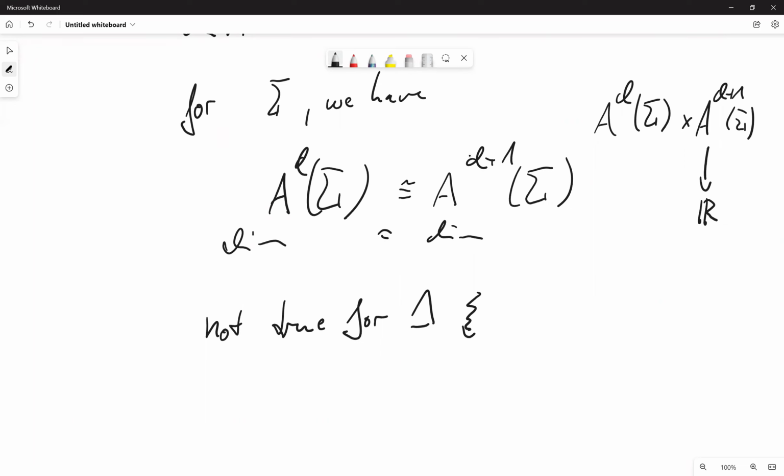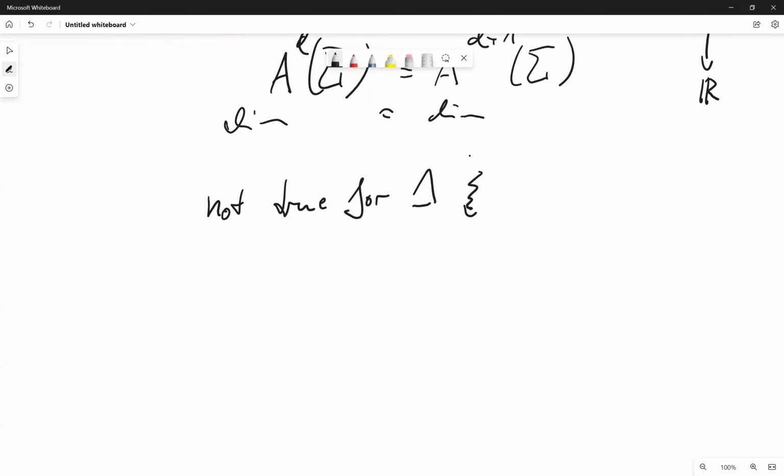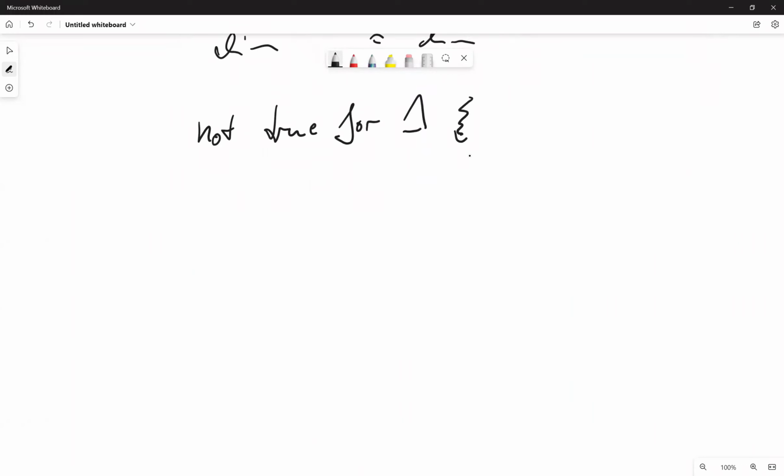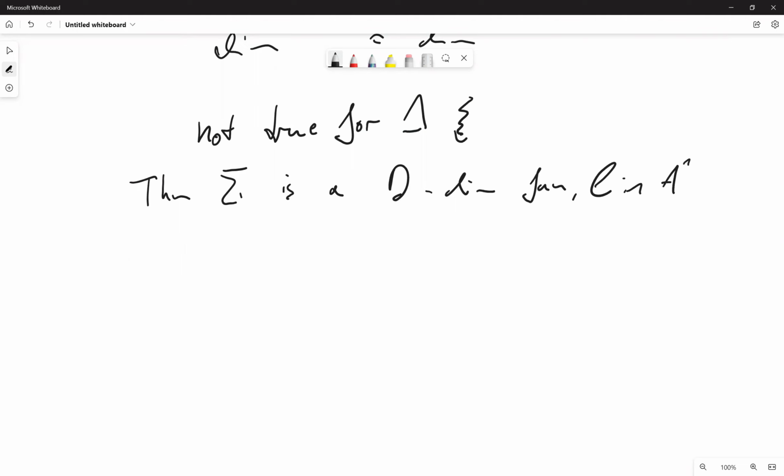Okay, but now you can go and do algebraic geometry because there's a stronger theorem. So there's the following theorem. If sigma is a d-dimensional fan and L in A1 of sigma is convex, it's actually strictly convex. And I will explain what I mean by strictly convex, but it's not in the classical geometric sense.